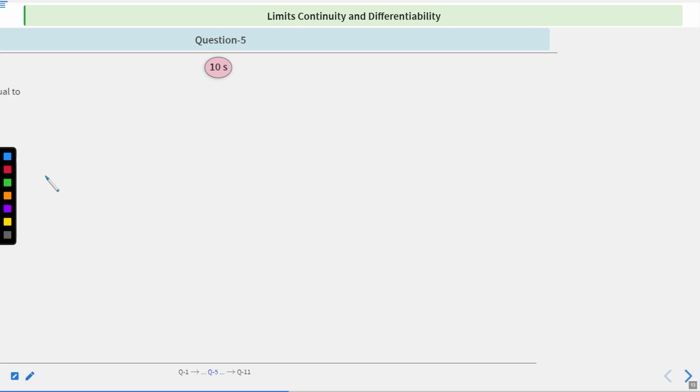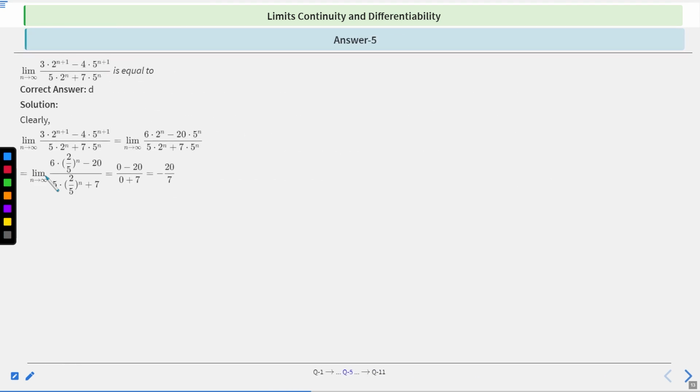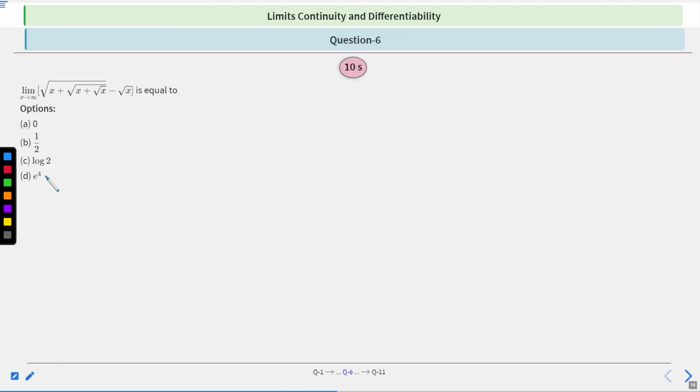So let's move to the next question. Question number 6, which says limit x tending to infinity root over (x plus root over (x plus root over x)) minus root over x is equal to. So you have 10 seconds to solve this question. After 10 seconds, we will discuss the solution.